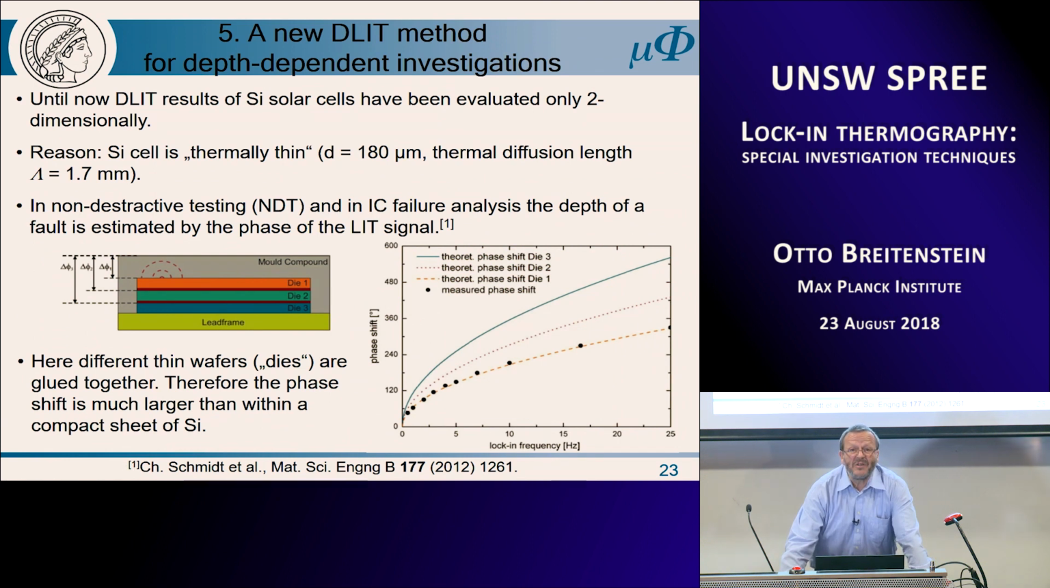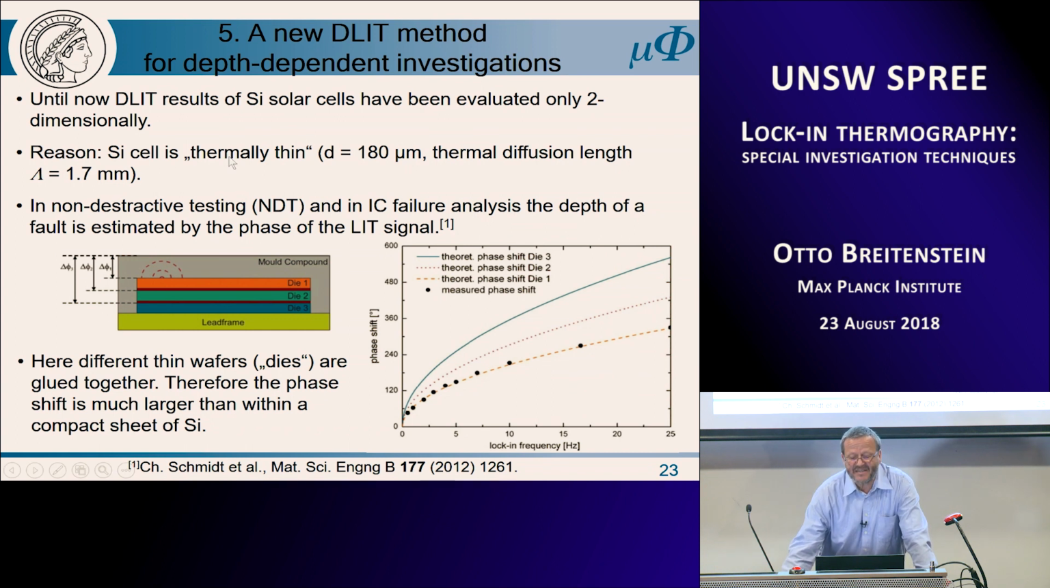Instead, let me introduce the last technique I wanted to show here, which is a new DLIT method for depth-dependent investigation. That often has been asked, isn't it possible with lock-in thermography to distinguish between recombination, say, in the emitter and at the back contact? And until now, I always said it's not possible because a silicon cell can be considered to be thermally thin.